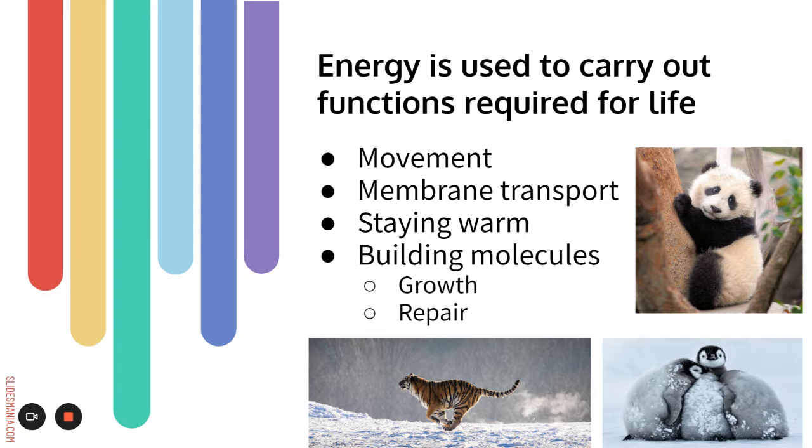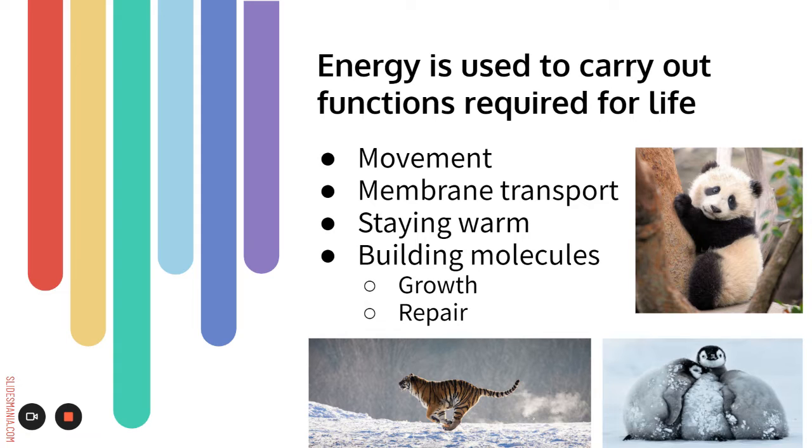So there are a ton of functions that our cells need to do or that organisms need to do that all are going to take energy. So there are obvious things like running around or any sort of movement that takes energy. But there are also things that are harder to see. So membrane transport, moving molecules against their concentration gradient. Also, things like staying warm if you're a warm blooded animal. So, if you're not using the sun to keep you warm, then you need to generate heat internally, and that process takes energy.